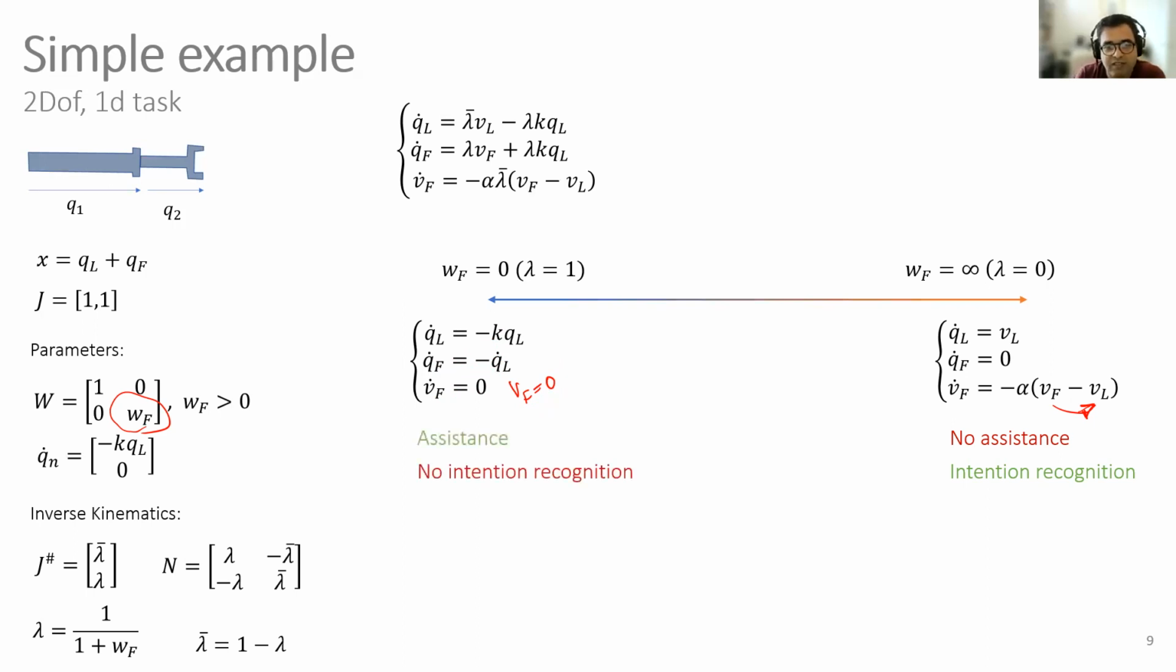So here we have assistance, but we have no intention recognition, simply because the leader never showed any intention of movement. VL, the term that was here, disappeared from the equation. So here already we see that in this kind of leader-follower system, intention recognition and assistance are kind of contradictory. We cannot have perfect assistance and perfect intention recognition.